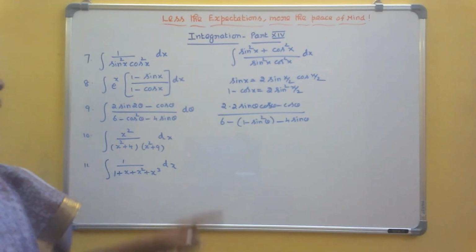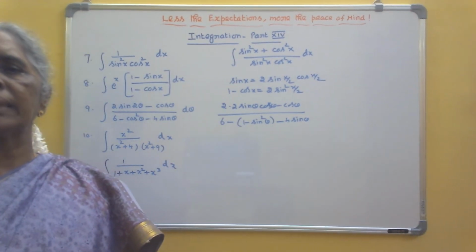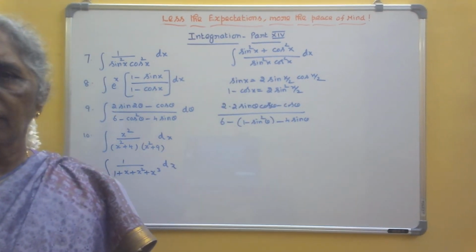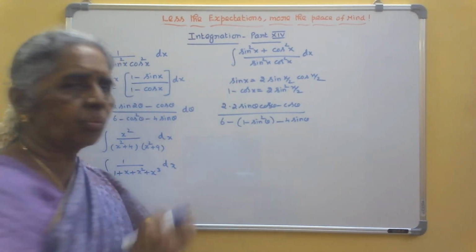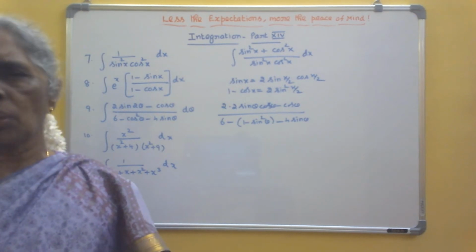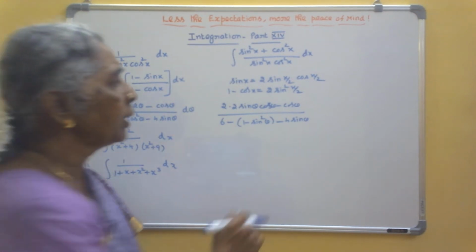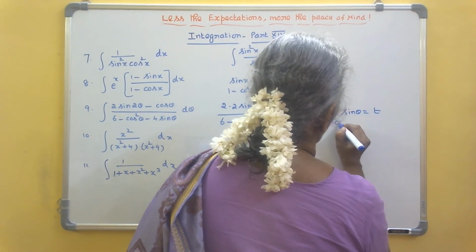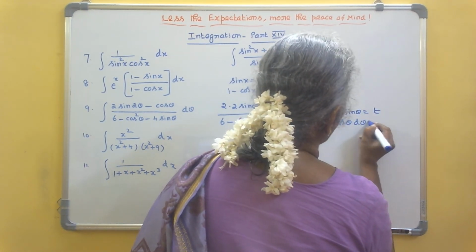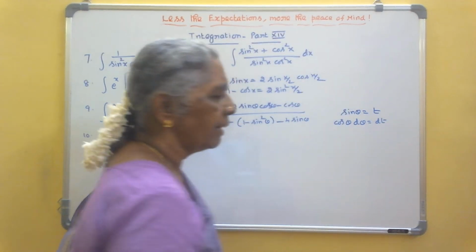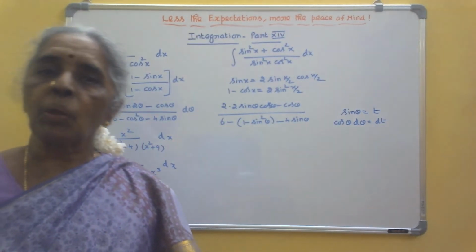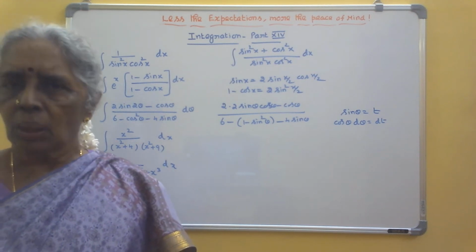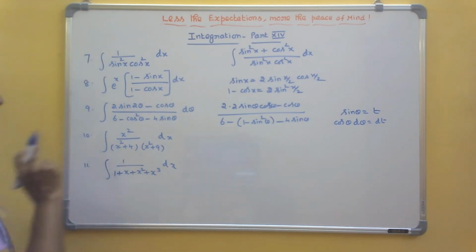Okay? Now in the numerator you can take cos theta common. So you will be getting 4 sin theta minus 1. The denominator you are having sin squared, sin and some constant. So now you can substitute sin theta is equal to some t, so that cos theta d theta will become dt, and then you can use partial fraction and then you can solve this sum. Okay? Then let us come to the 10th one.